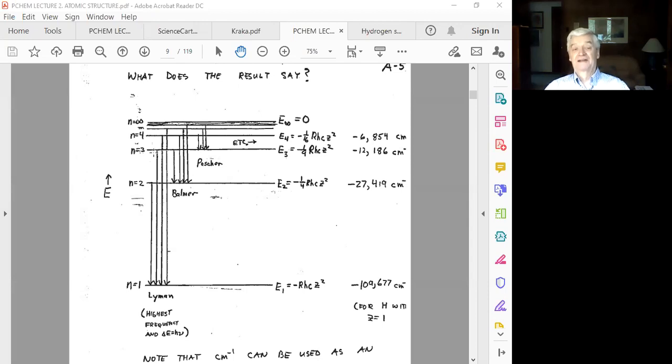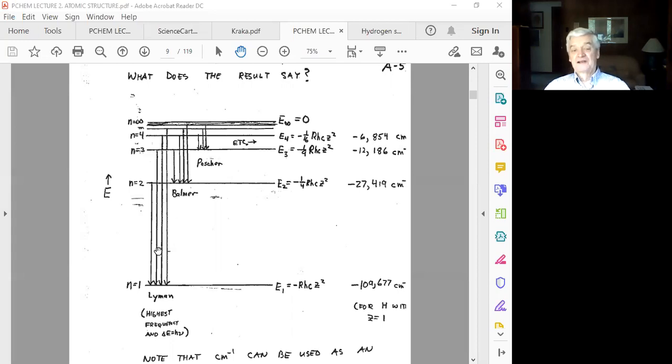So if we're at n equal to 3, we could have s, p, and d orbitals. The d orbitals would have exactly the same energy as the p and s orbitals.